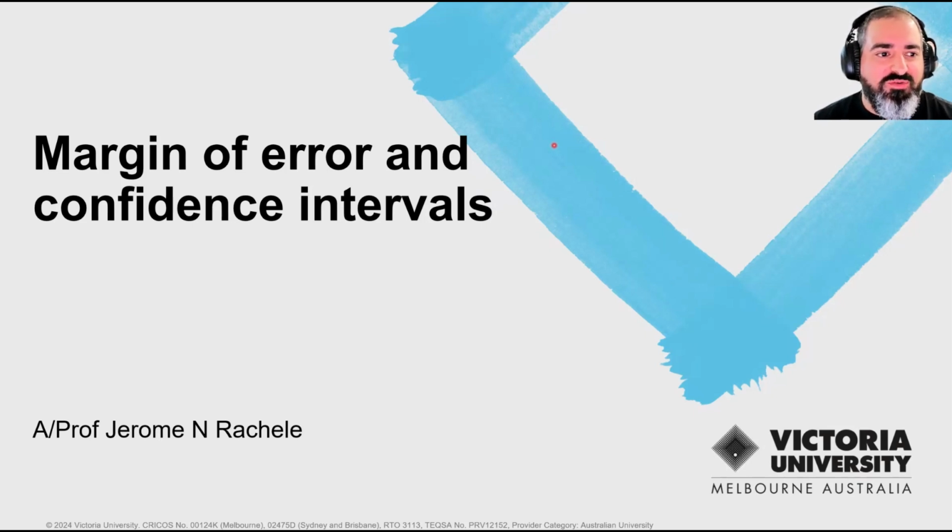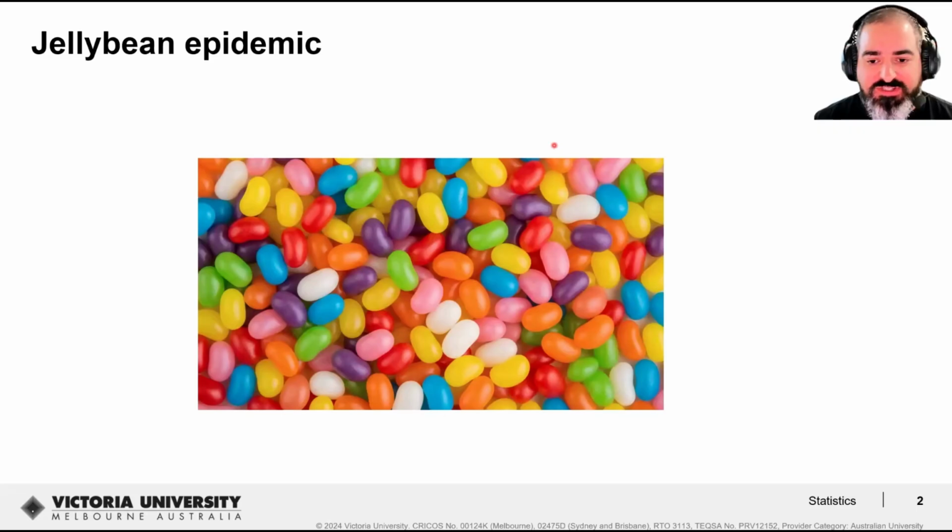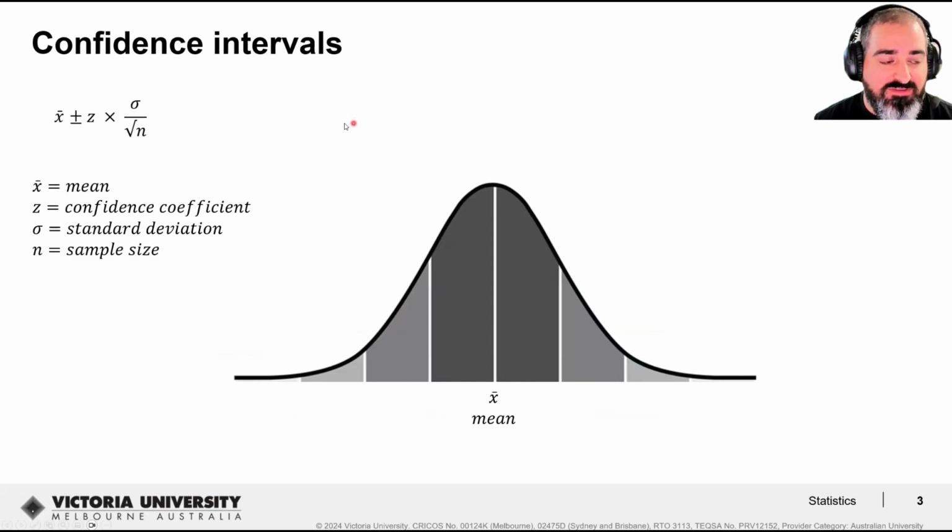Hi, I want to talk about margin of error and confidence intervals and how they're calculated. So let's imagine that there is a jelly bean epidemic at VU. There are jelly beans everywhere. We're worried about tooth health, and you are going to investigate. So let's go through some of the math.